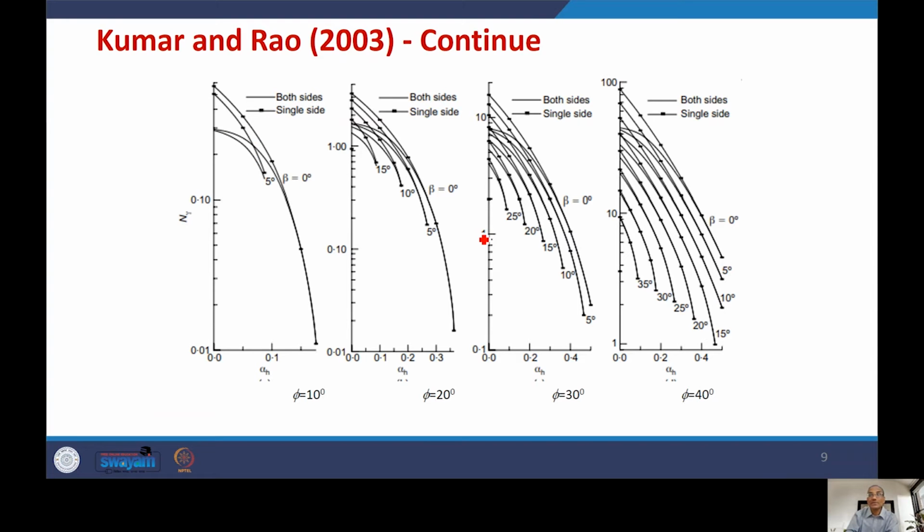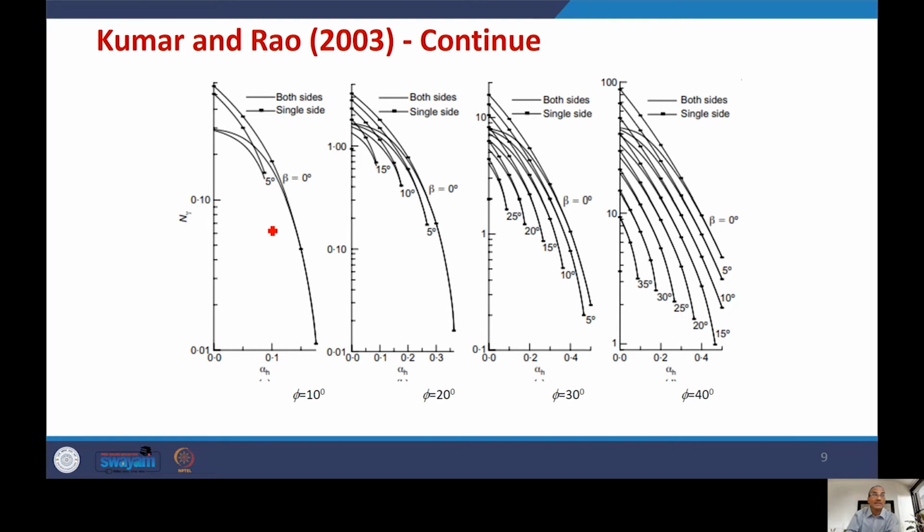Other things are more or less the same as we discussed in the last figure, that first of all the value of beta should be less than 5, and as well you increase the value of alpha h. As a result, when alpha h increases, there is a decrease in the value of N gamma. So this was the result by Kumar and Rao. Kumar and Rao have considered here the effect due to alpha h on this.